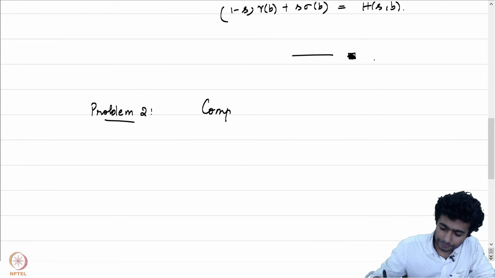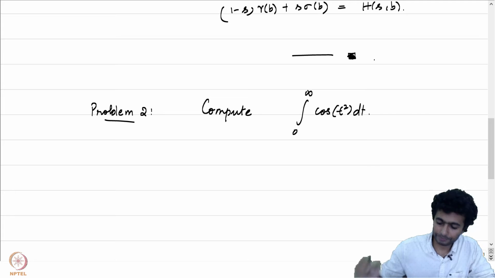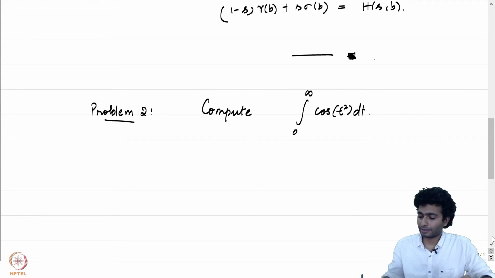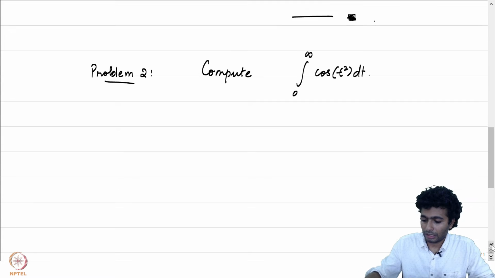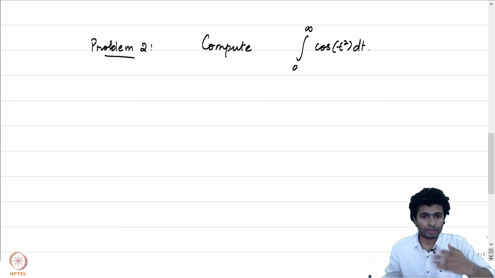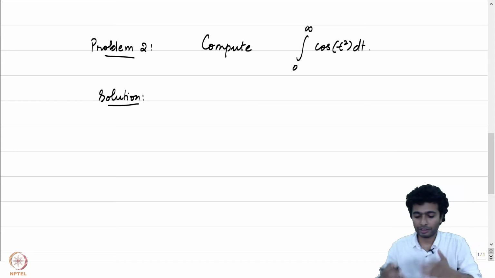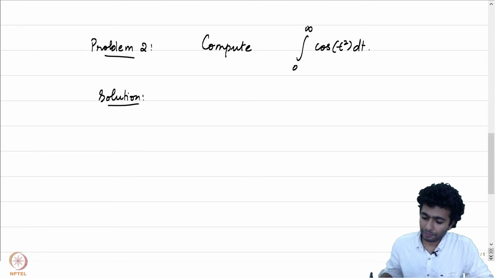Compute the improper integral from 0 to infinity of cos of t squared dt. At first glance, it might look like this has nothing to do with what we have been doing this week, but let's see how Cauchy's theorem comes to our rescue. It's actually quite magical the way we can use it.